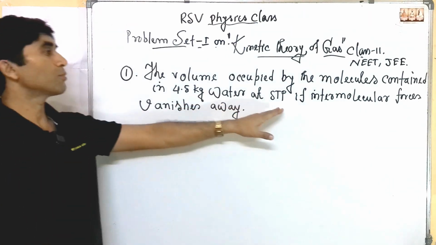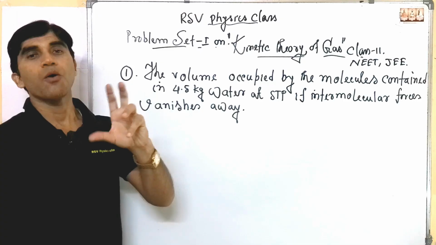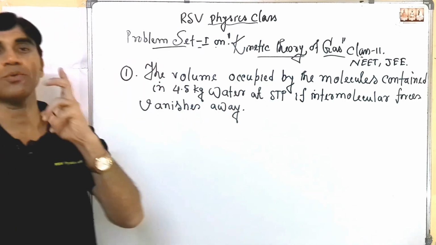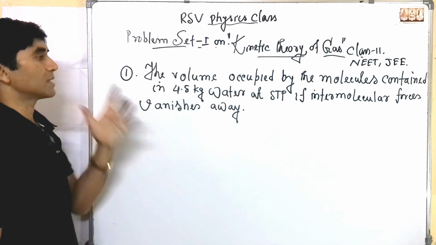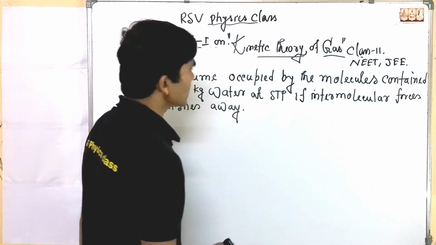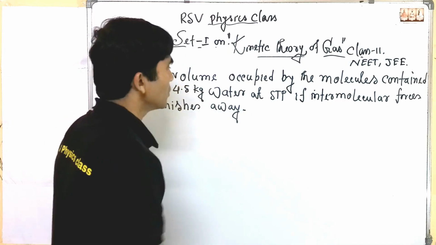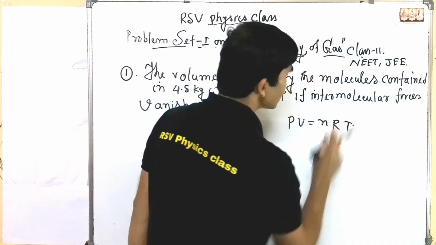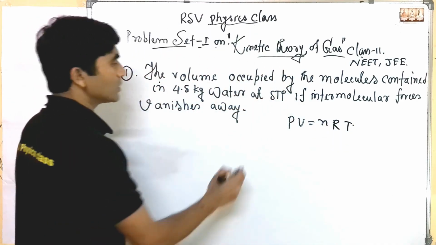Intermolecular forces vanishing means this is water vapor, the molecules contained in water. So this is in the gaseous state. Basically, how much is its volume? You know PV equals nRT, where n is in moles.